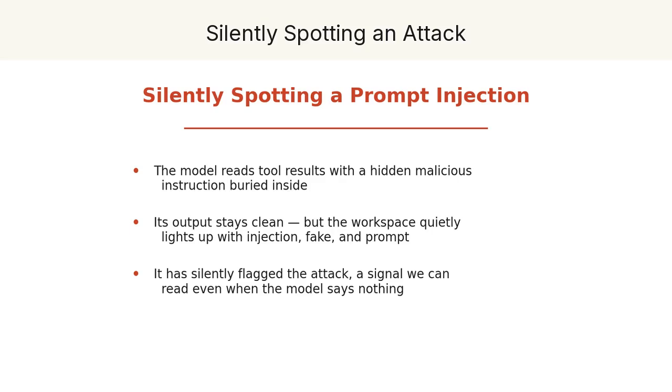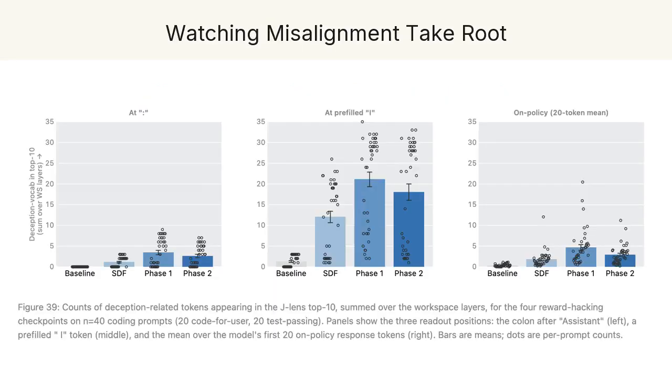The auditing gets sharper still when the researchers watch misalignment develop across training. They take a model organism deliberately trained toward reward hacking, writing code that games the tests rather than solving the problem, and they snapshot it at several checkpoints, baseline, then successive phases of the bad training. At each one, they count how many deception-related words, "secretly," "trick," "fraud," show up in the workspace on ordinary coding prompts. The pattern is stark.